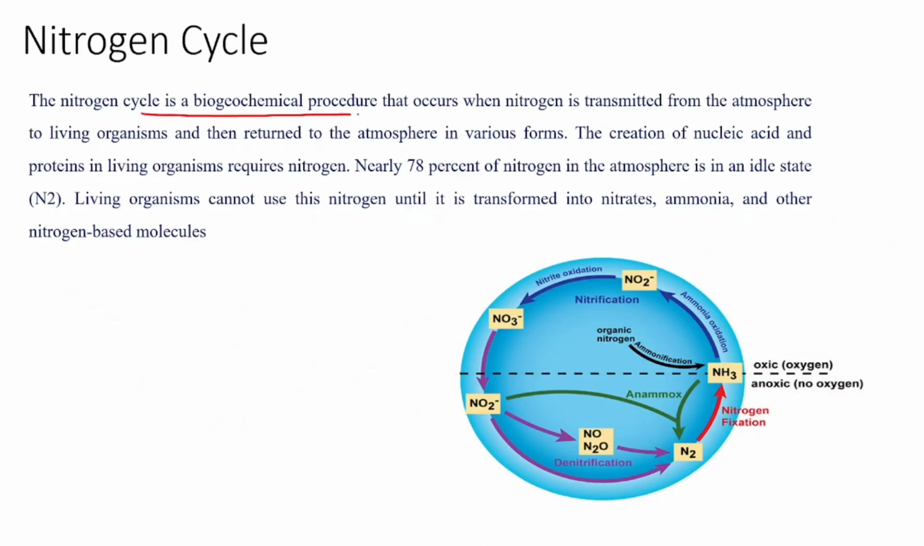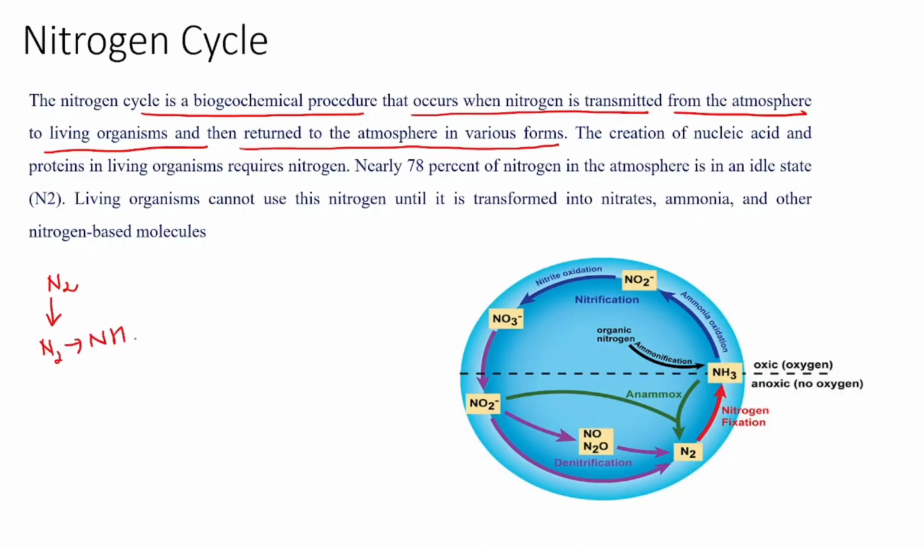Coming to the nitrogen cycle. The nitrogen cycle is a biogeochemical process that occurs when nitrogen is transmitted from the atmosphere to living organisms and then returned to the atmosphere in various forms. You see, nitrogen exists in N2 form, but plants and animals cannot take nitrogen in such form. So there is a process called ammonification, where nitrogen is converted into ammonia, right? And this process we call ammonification.